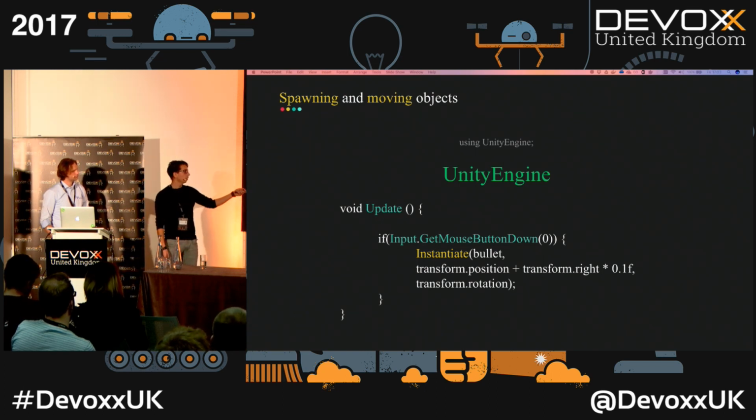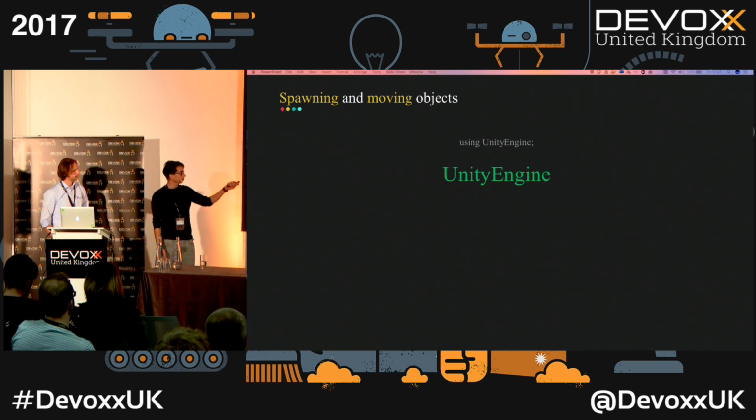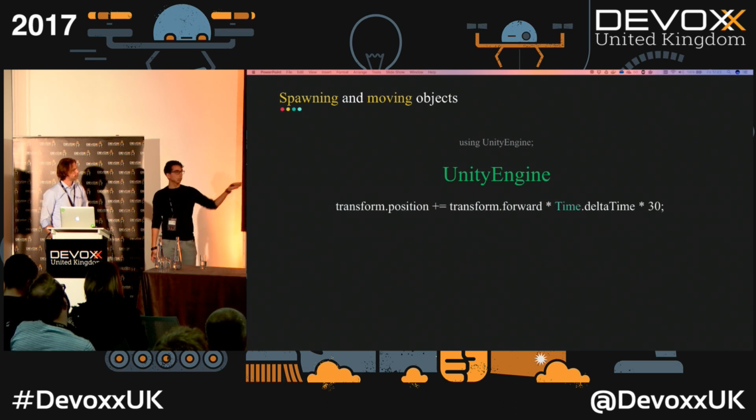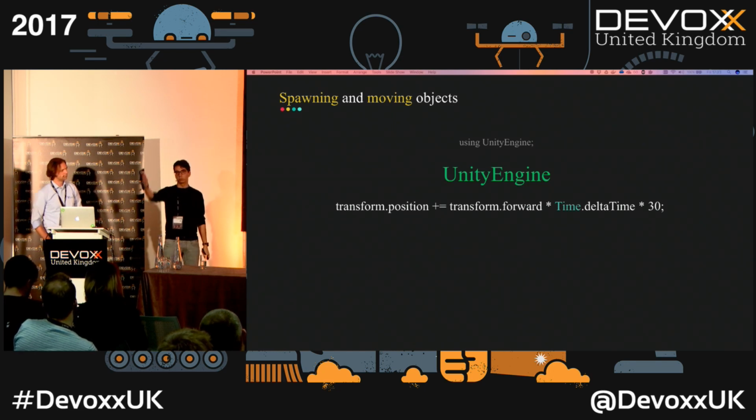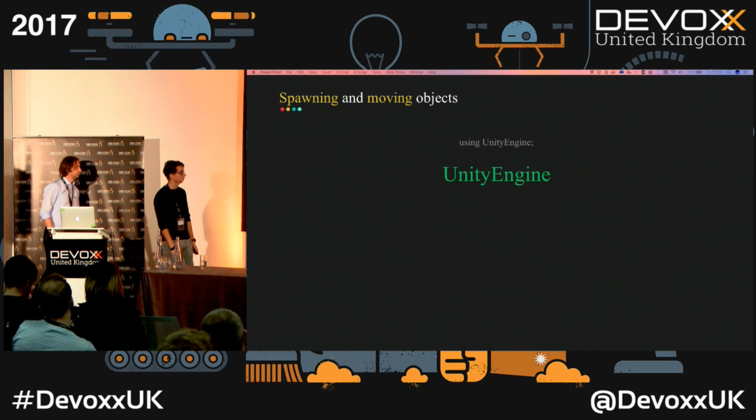So very simple, one line, and you actually have a bullet. And then if you want to move it, you grab its position again. It's again a Vector3 object, and you add a certain speed every frame. This is the time it took Unity to complete each frame. So every frame, you take a certain speed on a certain vector, and it moves forward. And that's pretty much everything it does.